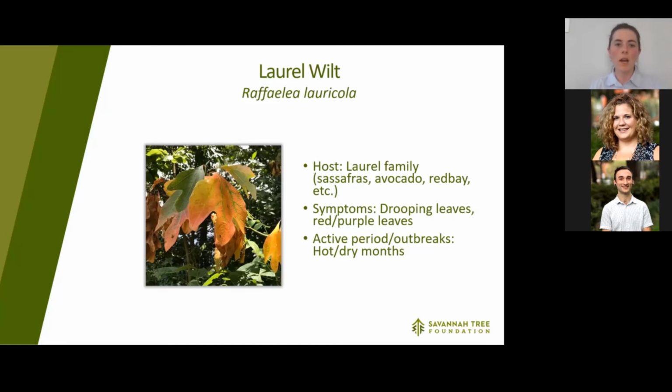And a lot of the times with diseases, we talk about mortality rate. So the mortality rate, for instance, for the emerald ash borer would be 98 to 100%. Meanwhile, the laurel wilt mortality rate is anywhere from 75 to 97%.